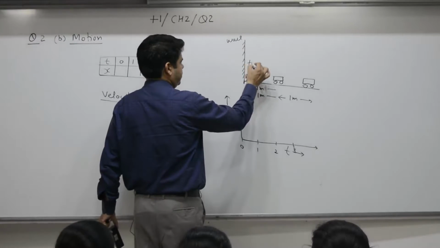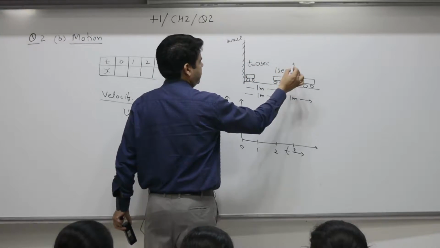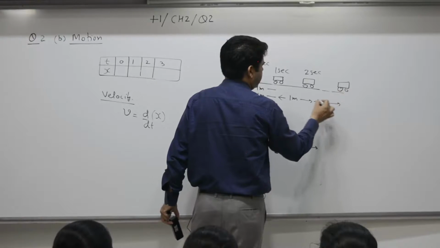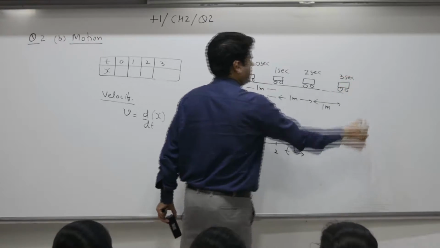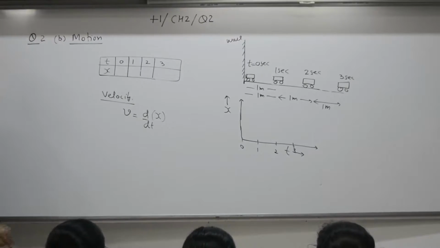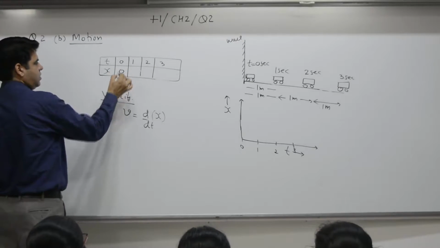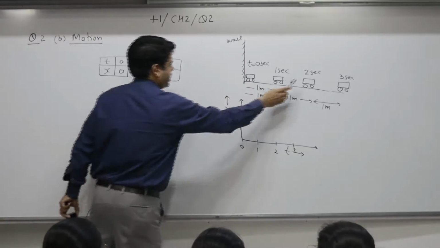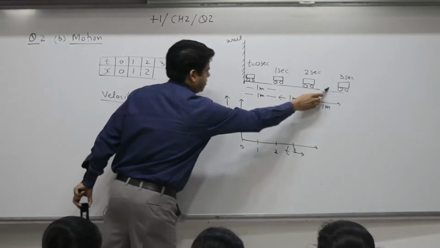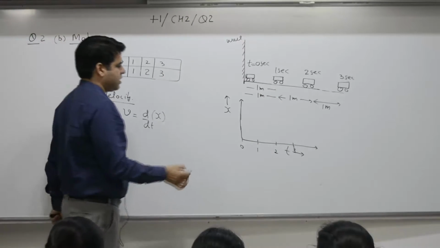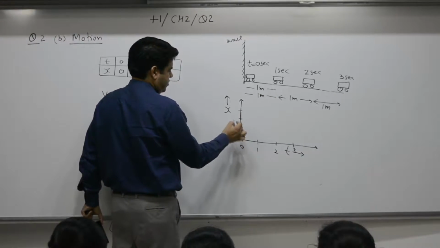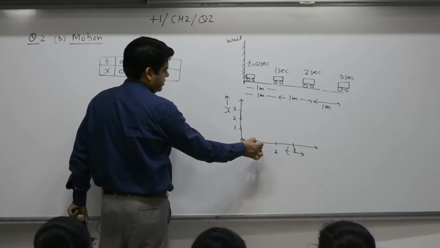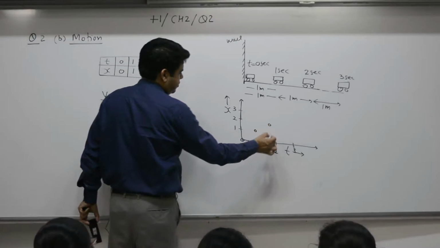This is the photograph at t is equal to 0 seconds. This is the photograph at 1 second. This is the photograph at 2 seconds. And at 3 seconds, it has further covered 1 meter more. At t is equal to 0, where is the particle? At 1 second, what distance from the wall? At 2 seconds? At 3 seconds, we have to plot the x-t graph. When t is 0, x is, t is 1, x is, t is 2, x is, t is 3, x is.